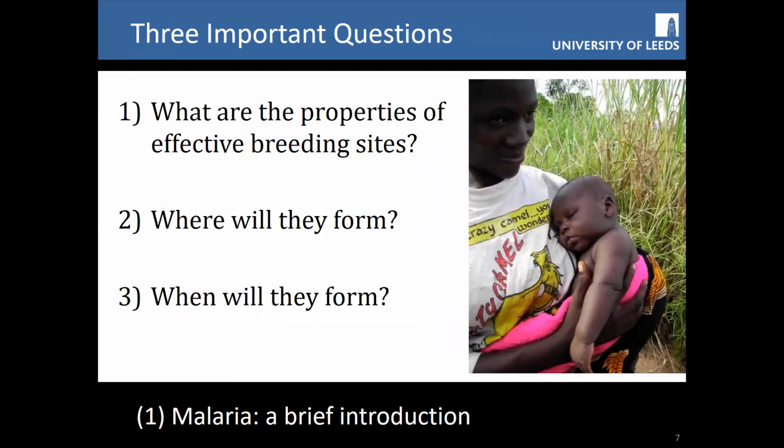So what we want to ask then is, where are these breeding sites going to form? What are the properties that make a breeding site effective? Where will they form? And also, when are they going to be important? We need to do that in order to distribute often scarce resources and prepare as much as possible for malaria epidemics. And so effective targeting of our often limited resources is key here.